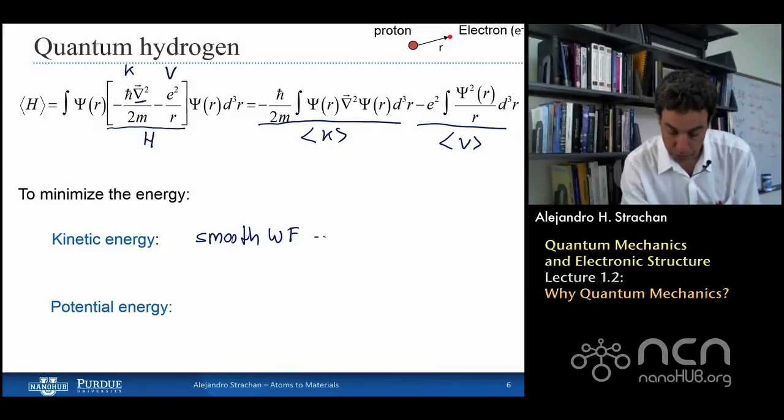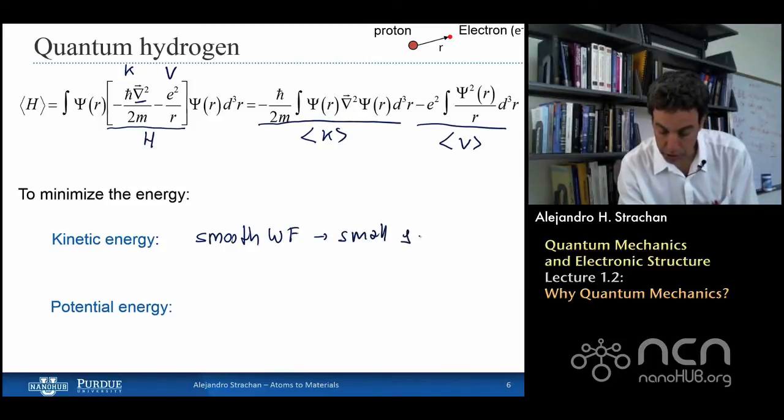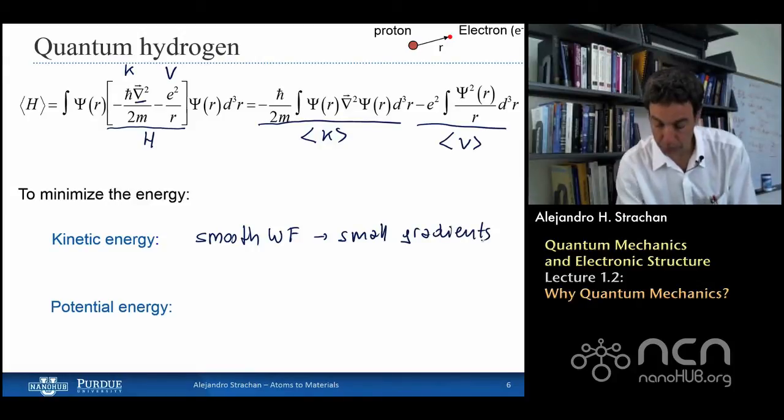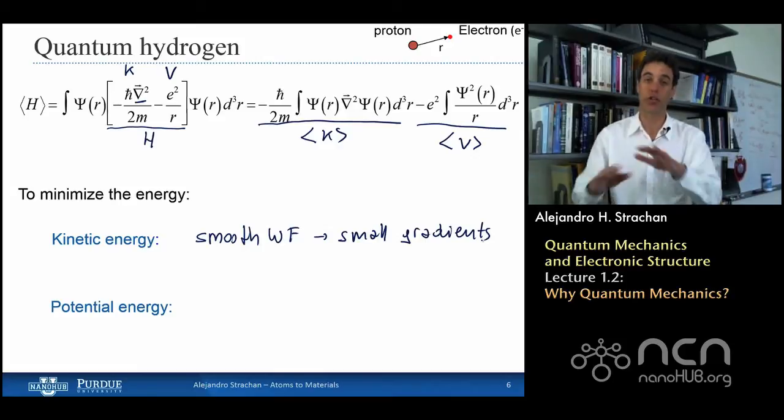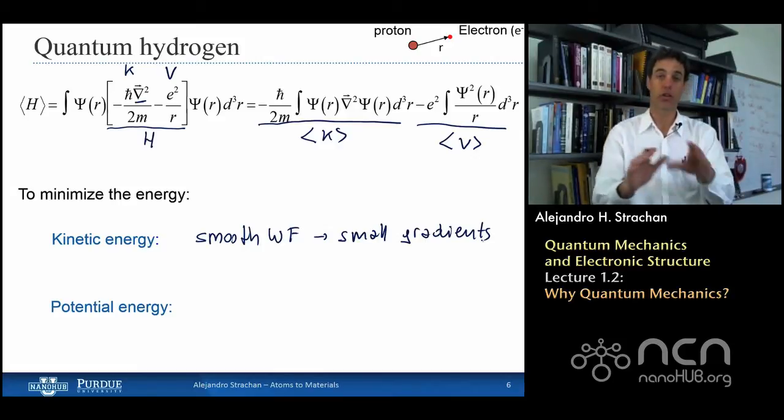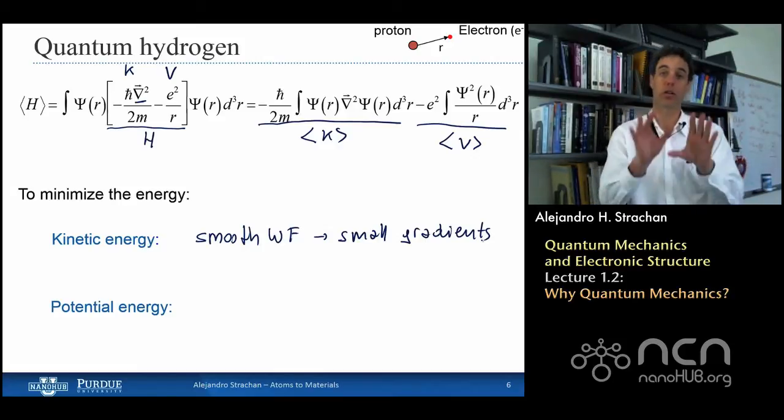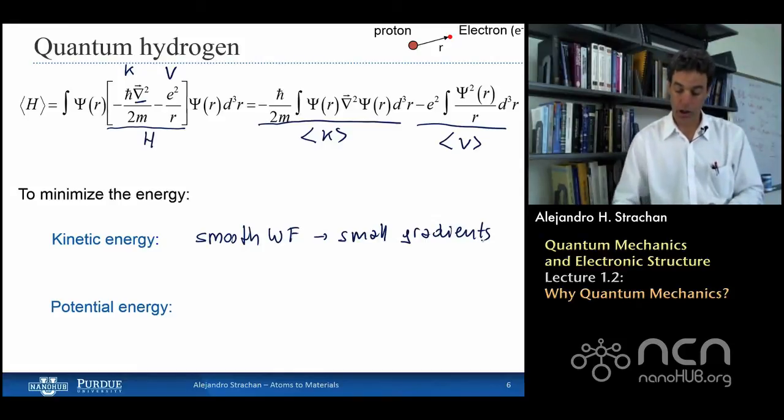Smooth wave functions. Small gradients. Okay, great. So if the wave function has small gradients, it's going to have lower momentum and smaller kinetic energy.